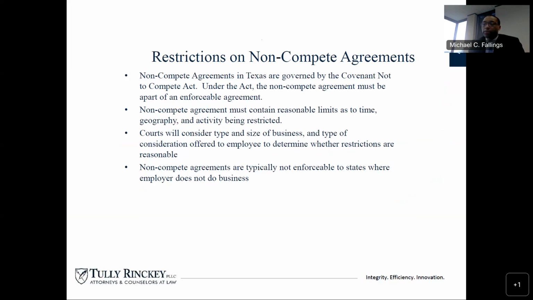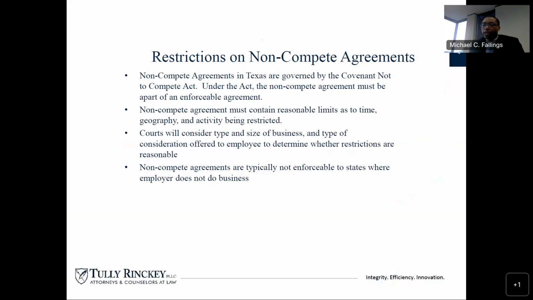And another example, as far as activity being restricted, it has to be specific activity. The employer cannot prevent an employee from working anywhere. Even if it's in a competing business, the employer should be specific enough to say what their competing business is. For example, if the employer states that you can't work anywhere in sales, well, that may not be reasonable. The employer should be more specific as far as what type of sales the employee cannot work in for that period of time. Courts will consider the type and size of the business, the type of consideration offered to the employee to determine whether these restrictions are reasonable.